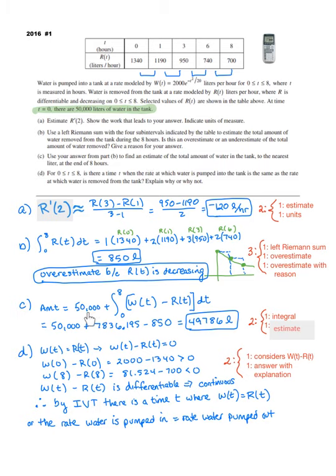So what's going on is there's water that's being removed from the tank, but there's also water being pumped into the tank at the same time. So to get the actual amount of water in the tank at the end of the 8 hours, we have to take the amount of water that initially was in the tank, which was 50,000 liters, plus the integral from 0 to 8 of W of t, which will give you the amount of water pumped into the tank over that time period, minus R of t, which gives you the amount of water that has been pumped out of the tank. Okay? So we just will punch that in our calculator.